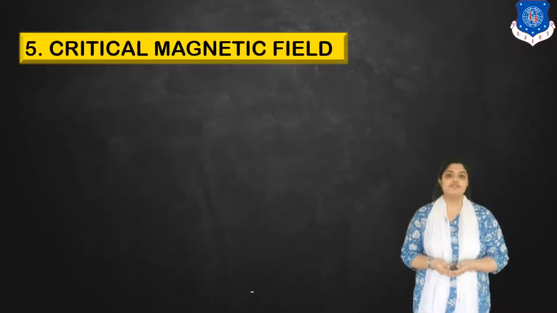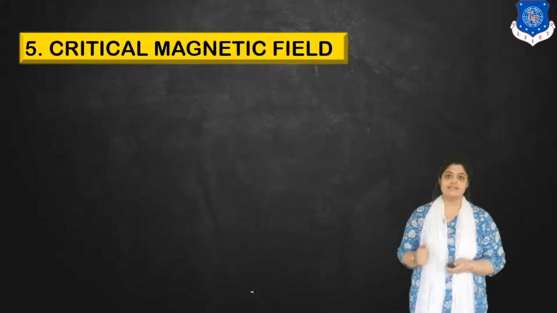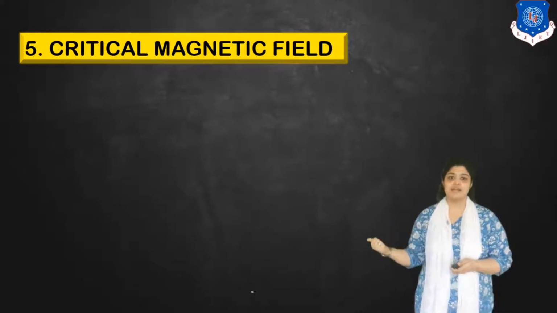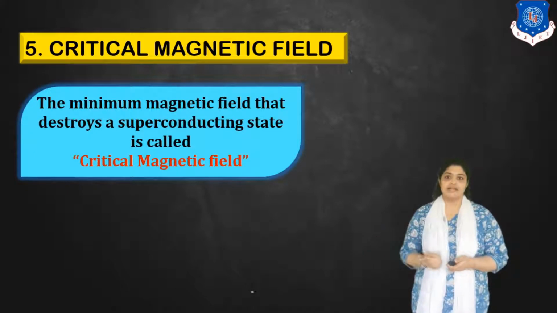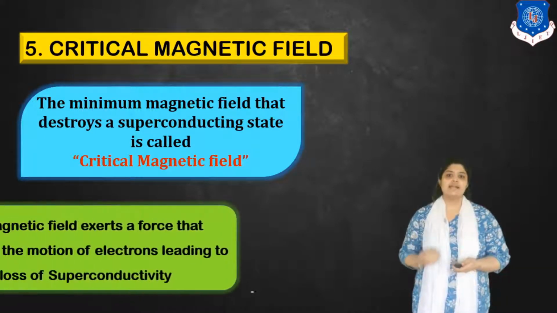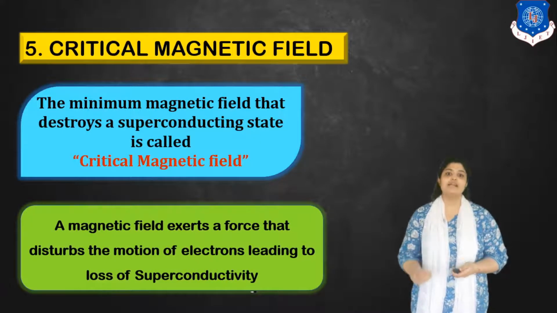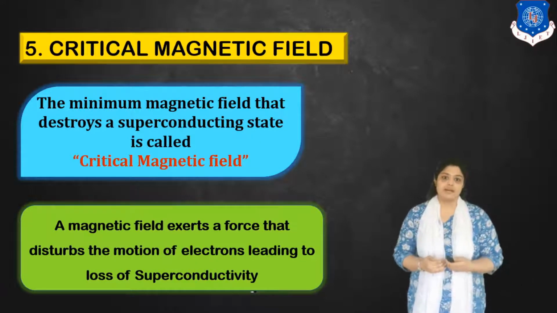Starting with the fifth property of superconductor, that is critical magnetic field. What exactly is critical magnetic field? It is defined as the minimum magnetic field which destroys the superconducting state. Now, what exactly happens when a magnetic field is applied? What leads to the loss of superconductivity?